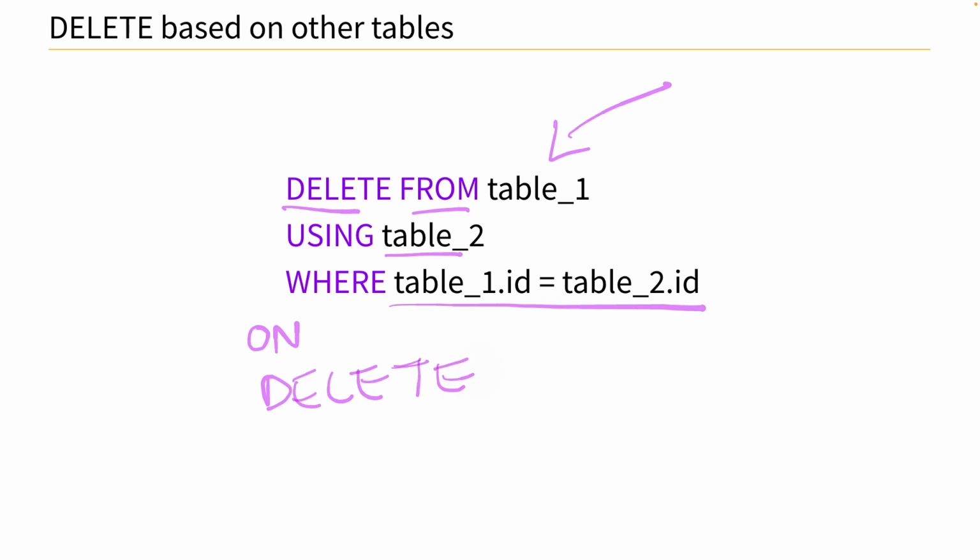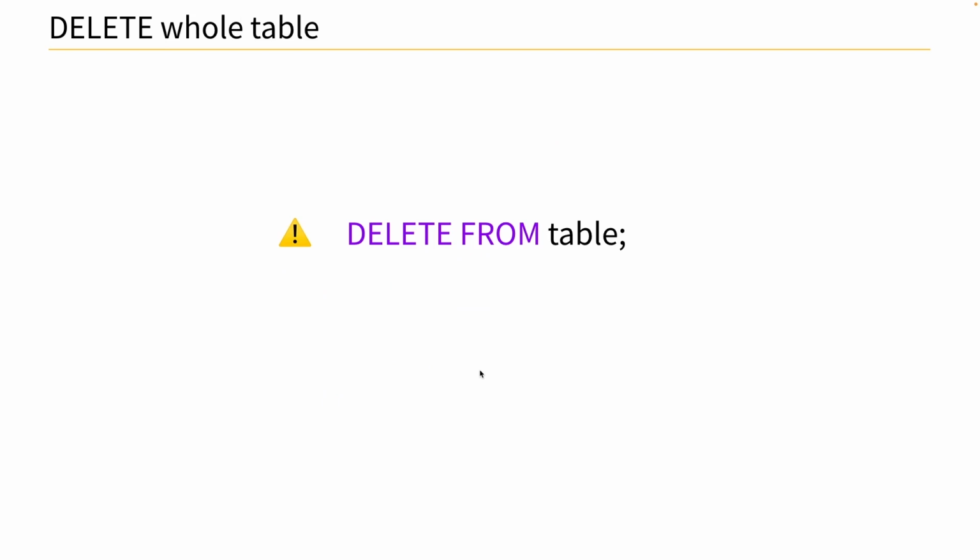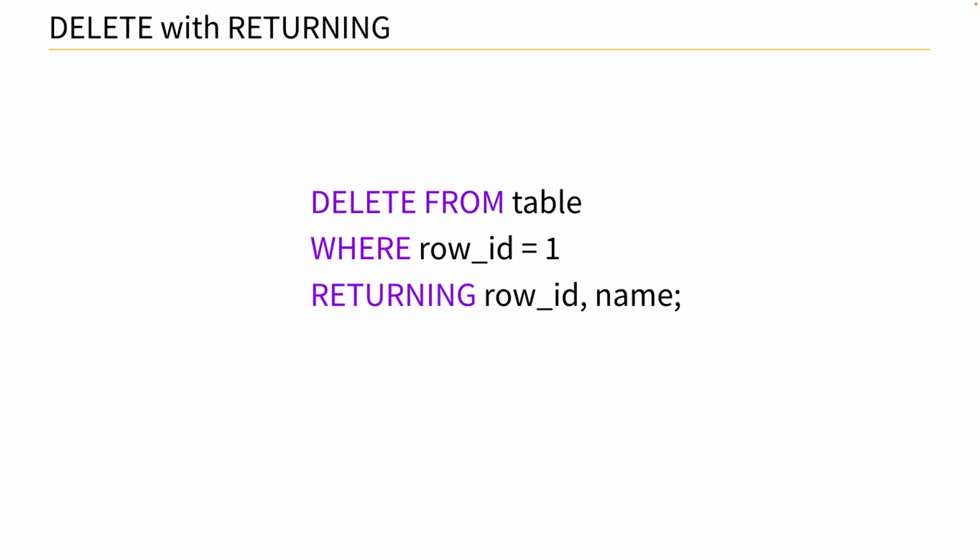Let's take a look at another syntax example. So here we have delete from table, and what this is going to do is delete the whole table. So this will just be gone. Okay, so again, very powerful, but also, with great power comes great responsibility. You're going to delete the whole table. All right, so here we have it with returning. If you want to delete something from a table where the row ID equals 1, use returning so that you can actually see, here's the row ID and here's the name, and I want to verify that I deleted that record, and you can see what you get back.